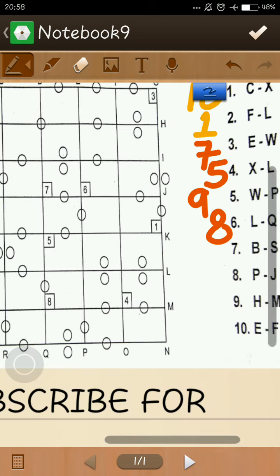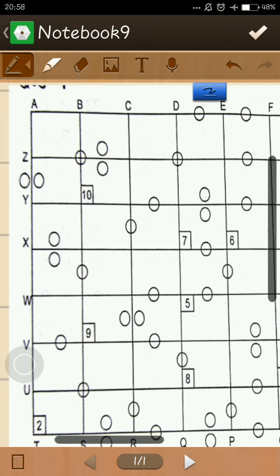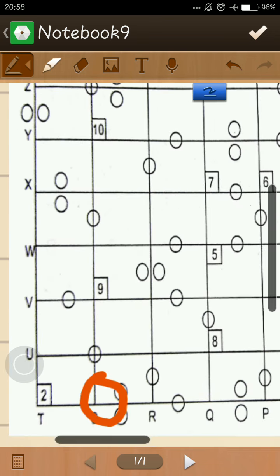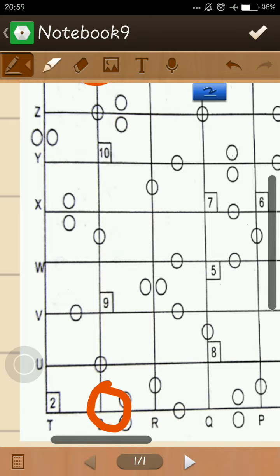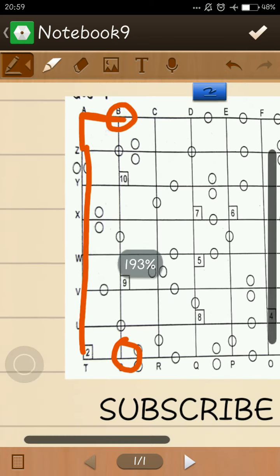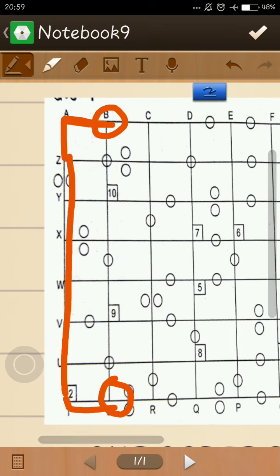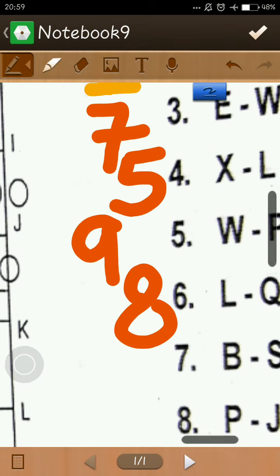Now comes the next question, B to S. You have to go from B to S. When you go from B to S, it is very easy. You can't go straight from B, so you will have to choose another way. If you go straight to A and choose this way, there is no barrier, and you will easily go to S. In this way you get house number 2. So the answer for B to S is 2.